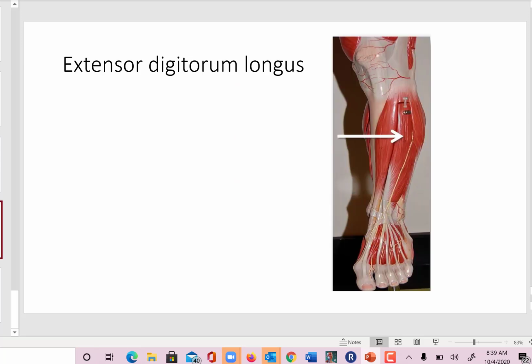The extensor digitorum longus is this muscle here, and you can see its tendons splaying out. The extensor digitorum longus originates in the lateral condyle of the tibia. It's going to insert on the middle and distal phalanges of your toes, digits 2 through 5. Its action is to dorsiflex the foot and extend your toes. That concludes our demonstration for the muscles of the thigh and the lower leg.